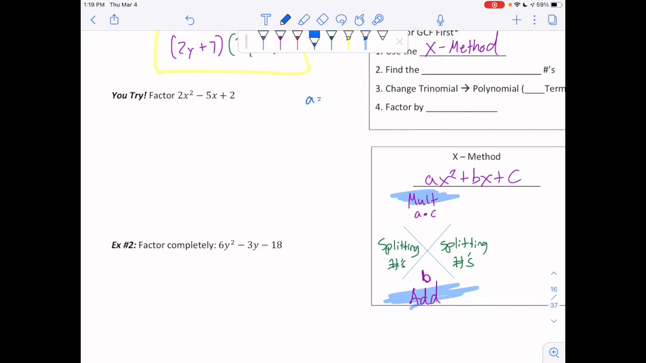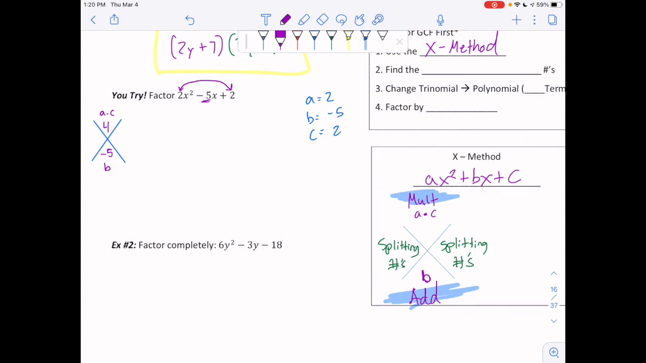I'm gonna list my a, b, and c. Okay, so that was a good thing to do. 2, -5, and 2. Okay, a, b, c. Simple as that. You're gonna set up your x method. Okay, draw your x. I like to write the a times c just to remind me, right? And your b is down here. A times c is pretty easy. You just take the first number times the last. That's your a and c. That'll be 4. Your b is just that middle number here. Your b is -5. Okay.